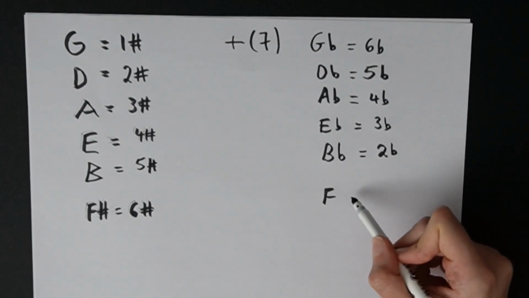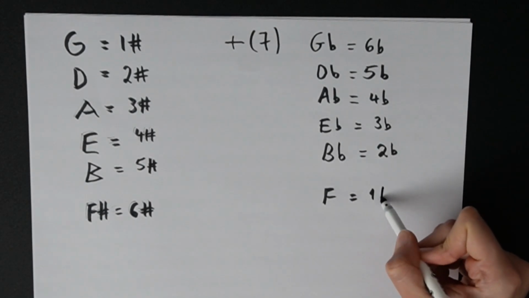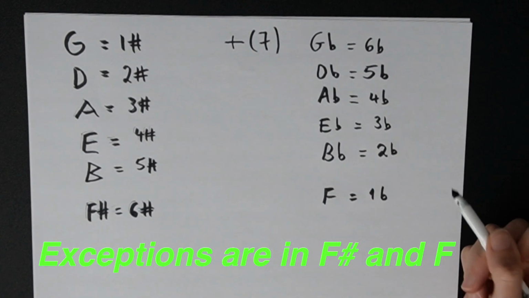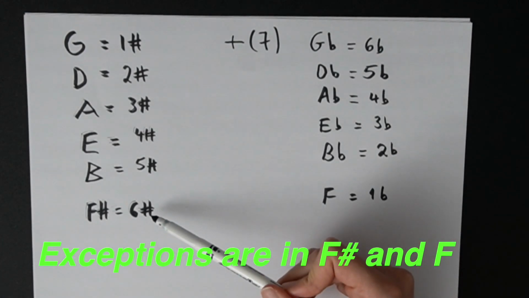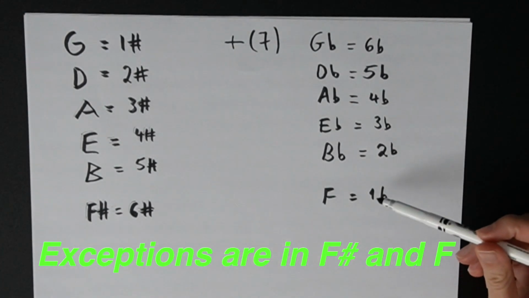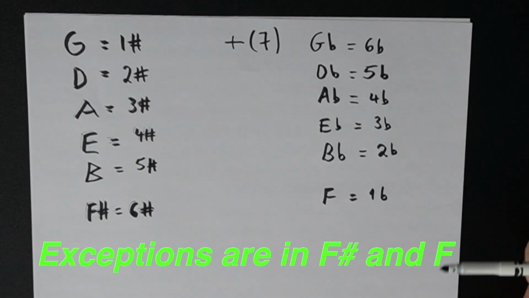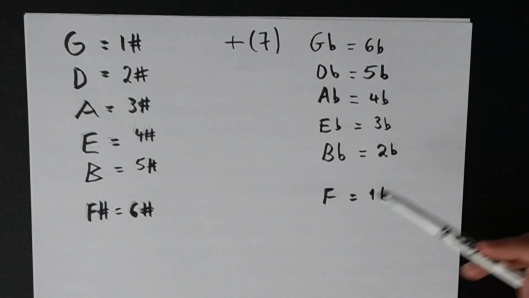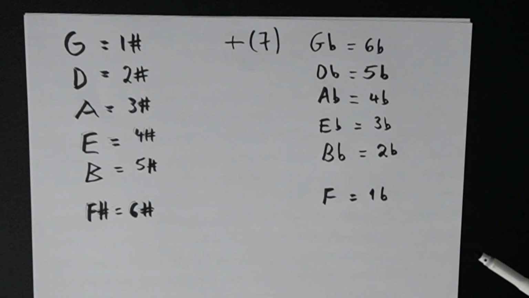And here is another exception one. It's F major, and it has 1 flat. As you can see, the exceptions are both called F. We've got F sharp that has 6 sharps, and F which has 1 flat. These are all for major keys, so don't get confused with minor.